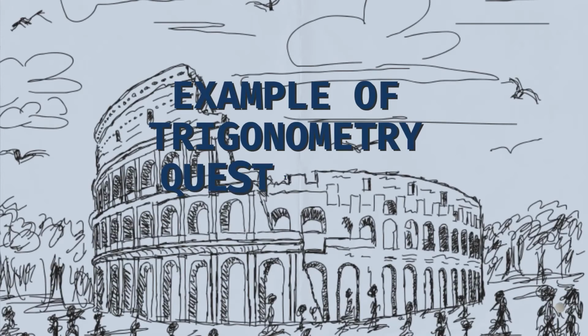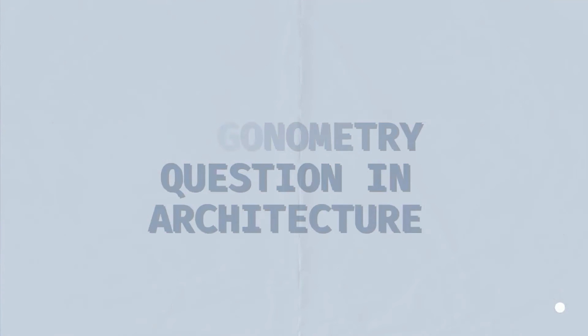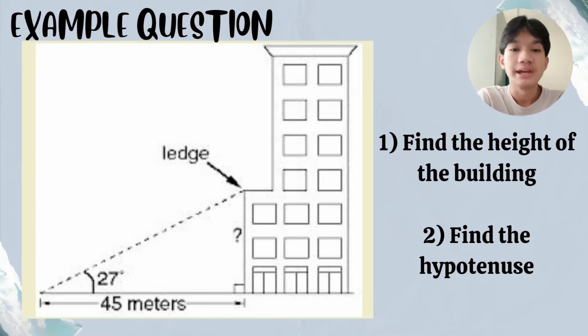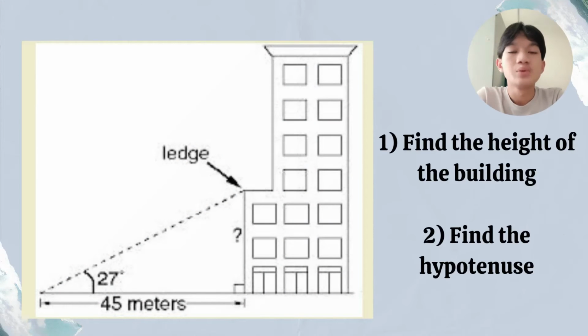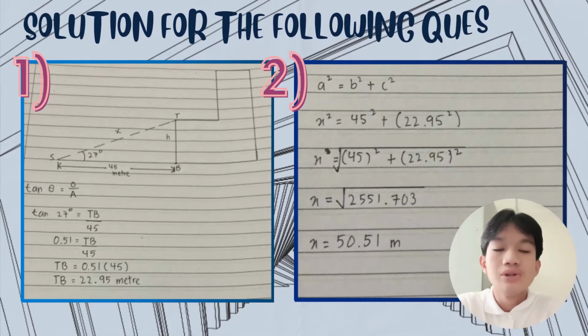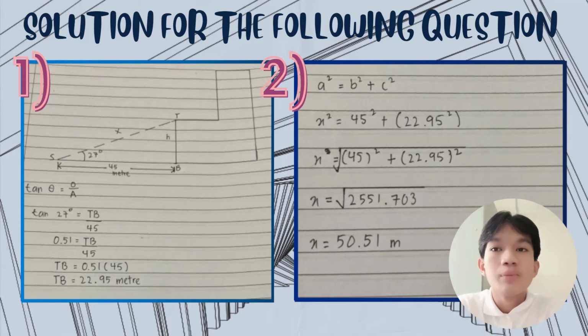Example of trigonometry equation in architecture. Now, I will show you the example question that related to architecture. So, based on this question, we can see that we have to find the height and the hypotenuse of the building. To get the solution of this question, we will use tangent function. What is tangent function? Tangent function is tan theta equals to opposite over adjacent. Since we have the value of theta, which is 27 degree, and the value of adjacent, which is 45 meter, we can get this question by using simply algebra solution.